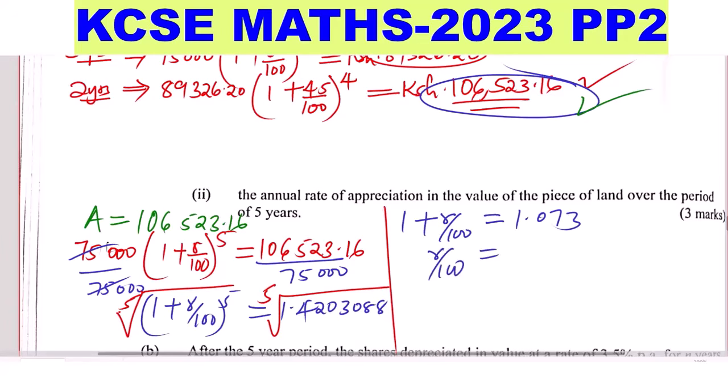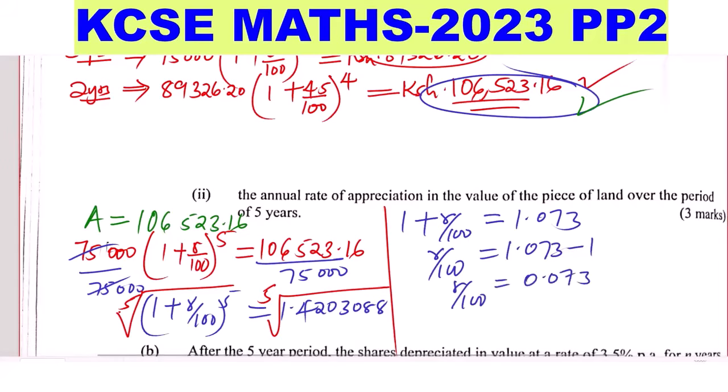So make R the subject, R over 100. Take 1 to the right hand side. You'll have 1.073 minus 1. This will give R over 100 is equal to 0.073. From here, multiply both sides by 100, and this will give r as 7.3% as the rate of depreciation for the land.